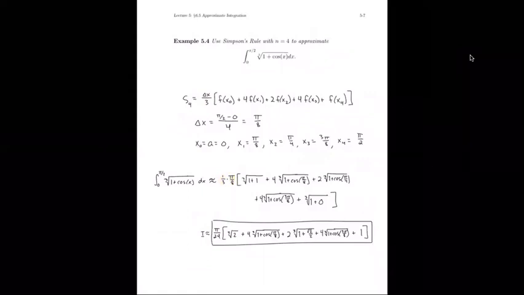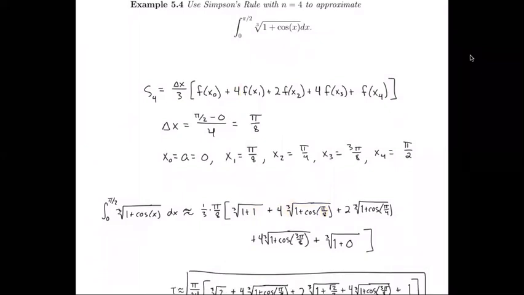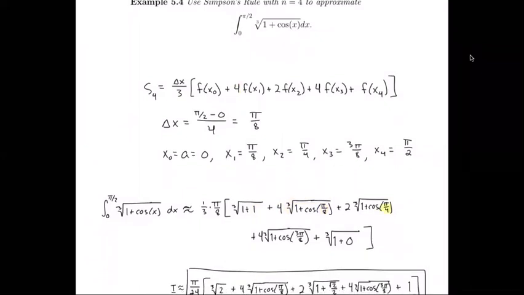So f of x naught is f of 0, but let's remember that's the cube root of 1 plus cosine of 0, and cosine of 0 is 1, and that's that component right there. Okay, and then similarly, f of pi over 8, that's 1 plus cosine pi over 8, all underneath the cube root, with the coefficient of 4. And then we proceed similarly for the rest of this. Pi over 4 can be simplified, maybe we simplify that or not in terms of cosine. And then lastly, we end at cube root of 1 plus 0.